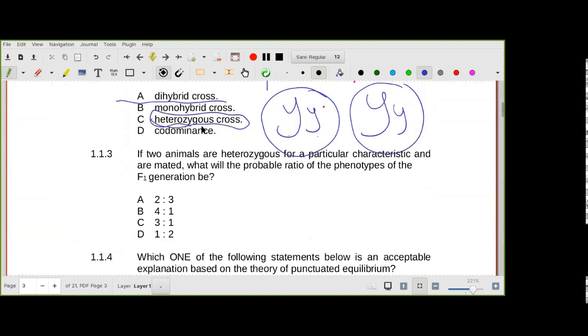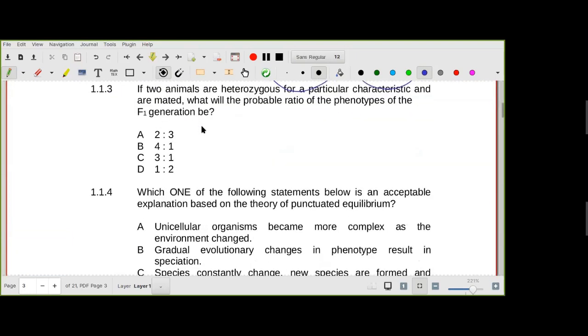Now, they typically talk about that heterozygous cross in the next question. If two animals are heterozygous for a particular characteristic and are mated, what will the probable ratio of the phenotypes of the F1 generation be? Let's take a look. Let's do a quick cross. Let's use the blue and brown eye example. So heterozygous, capital B, small letter b, we're crossing there.